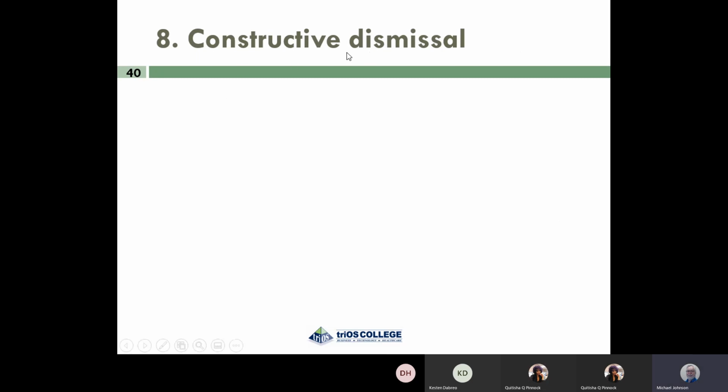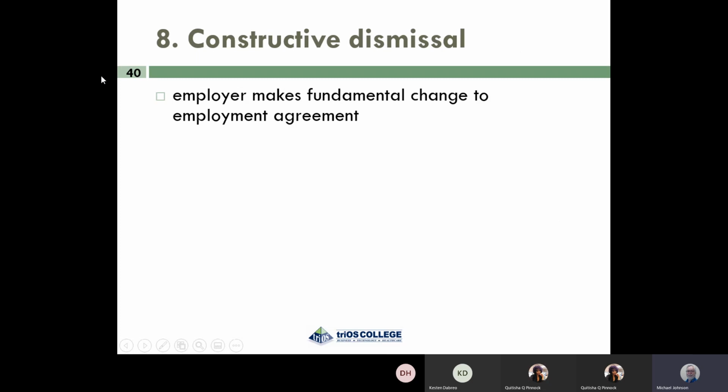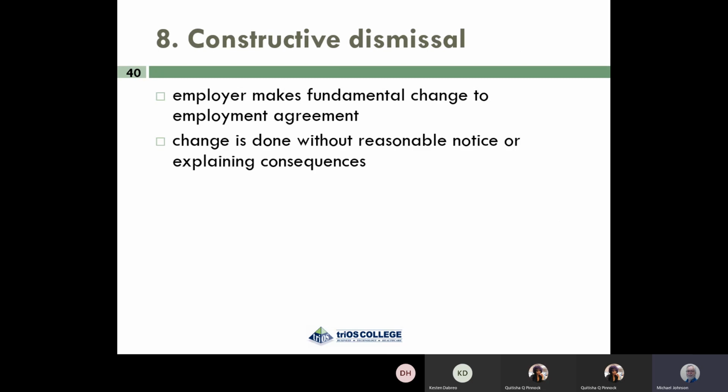The next area is constructive dismissal. In this case here, the employer makes fundamental changes to the employee agreement. We've talked about this before. Maybe that individual is now a supervisor, or maybe that individual is now working in another department, which is not covered by that particular contract. And maybe the job function is identical, but it's not the same department. And therefore, the contract has to change because the reporting parties will be different. In other words, different managers, different people that they'll be dealing with.